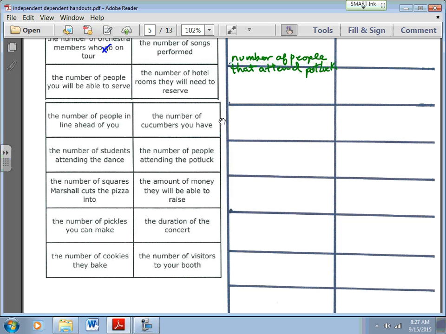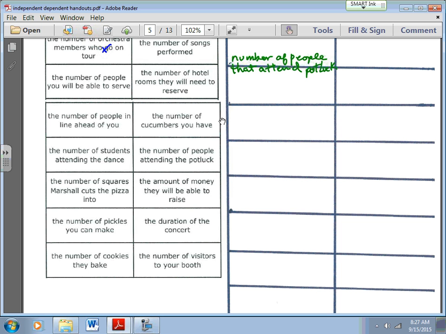So the number of people, where's the potluck one? Because that's the one that hasn't matched up yet, right? It's under the number of people. Oh, okay. So we said, you think the number of people attending the potluck, would that one be the pizza one, and the number of squares pizza answer? Maybe those two could go together.